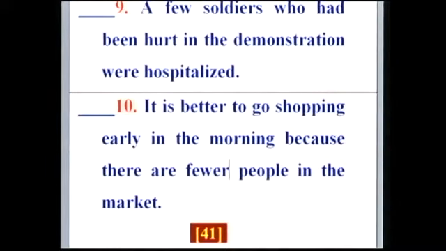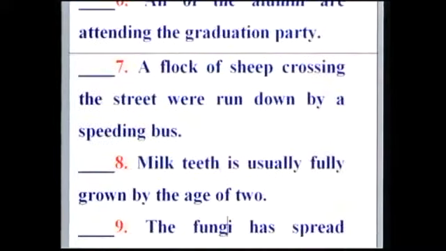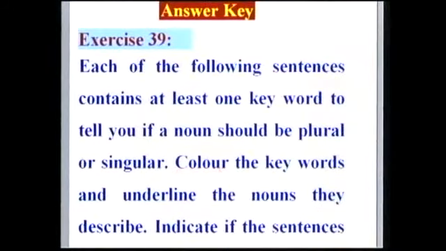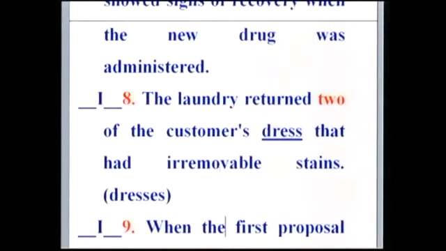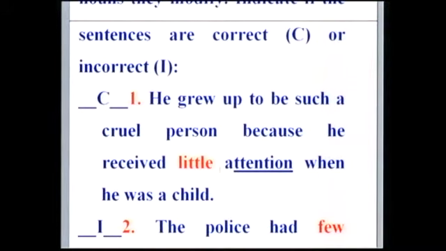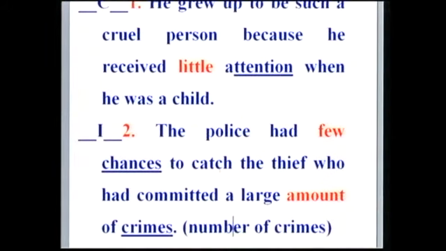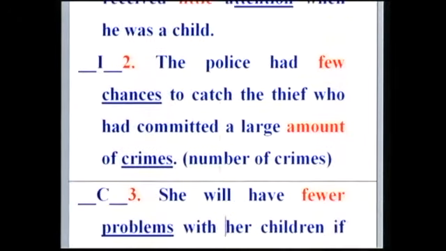طيب نبص بسرعة على exercise 40. I have to show you this علشان يبان في الCD. طيب. He grew up to be such a cruel person because he received little attention when he was a child. This is correct. The police had few chances to catch the thief who had committed a large amount of crimes. دي طبعا incorrect, a large number of crimes.